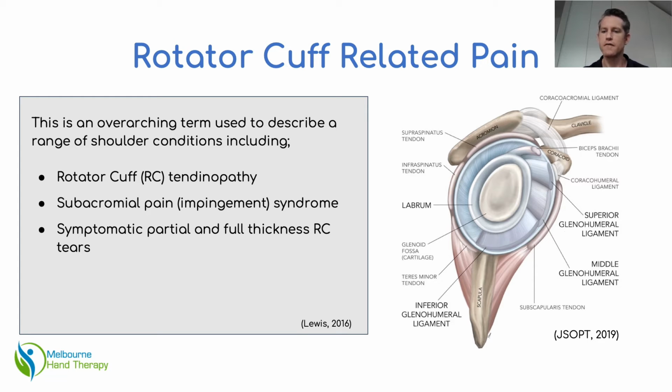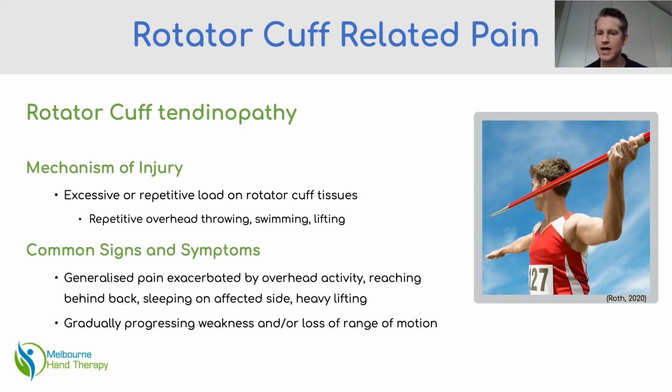Starting with rotator cuff tendinopathy. Rotator cuff tendinopathy is caused by excessive load on the rotator cuff. This is often caused by repetitive movements in awkward positions, overhead positions. And so for athletes, this is often in swimmers and overhead shots in racket sports and throwing.